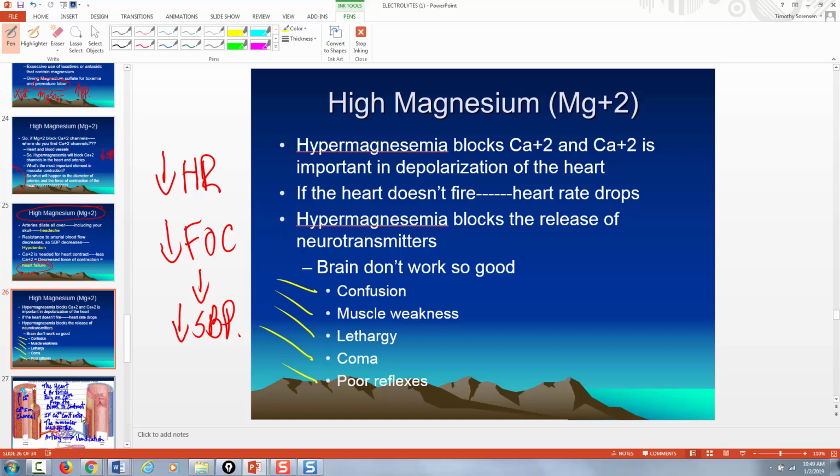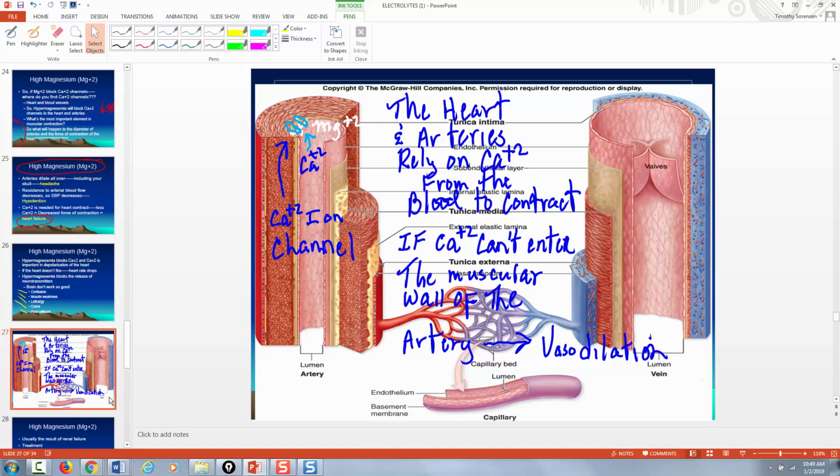Alright? Now, let's look at the arteries. Now watch. This is kind of a mess, but bear with me. In order for calcium from the blood, so this is the lumen of the artery, this is where the blood is flowing in the artery, and this is the muscular wall of the artery. In order for that muscular wall to contract and make that artery diameter smaller, vasoconstriction, calcium from the blood has to go through a specific calcium ion channel. And when it does that, it's going to cause the arterial diameter to get smaller because the muscular wall will contract, vasoconstriction. What does magnesium do?